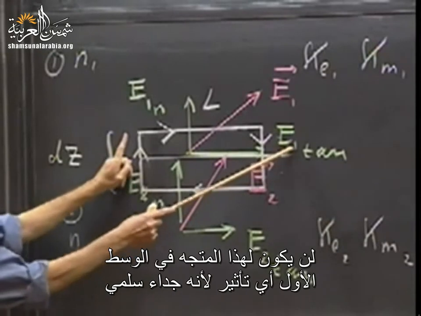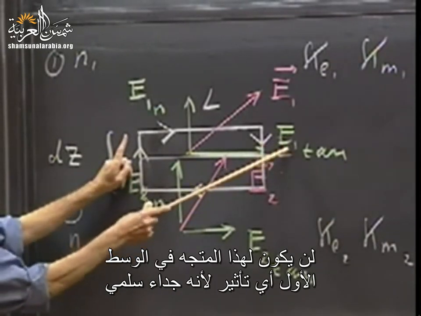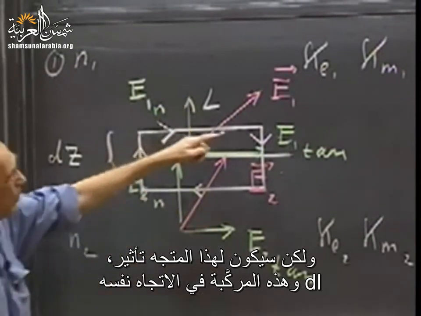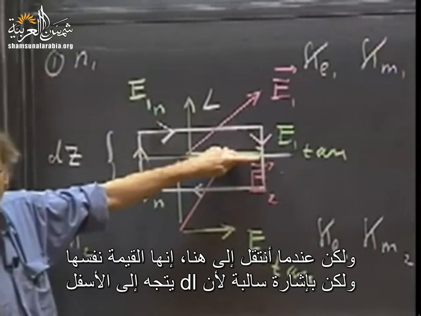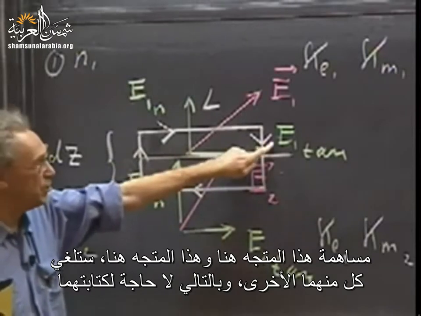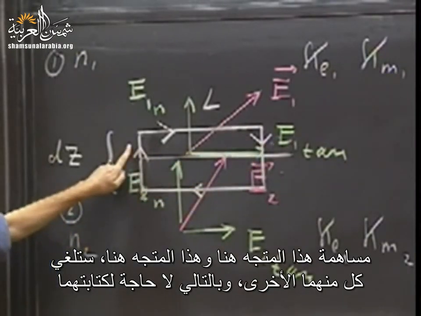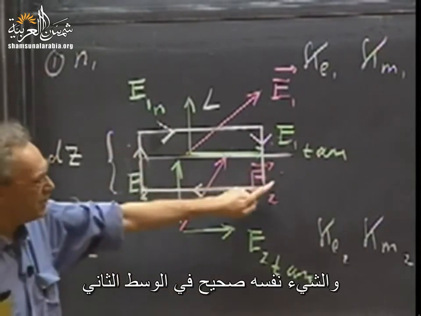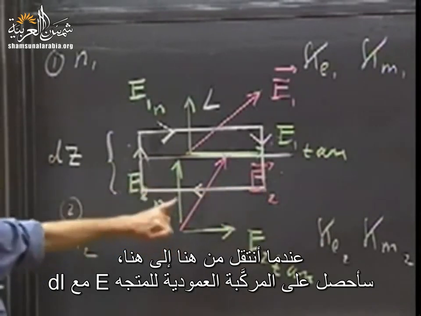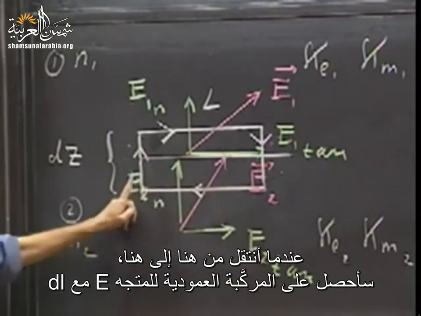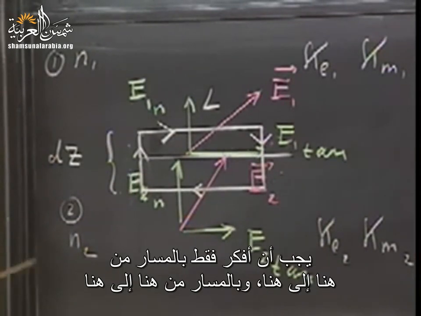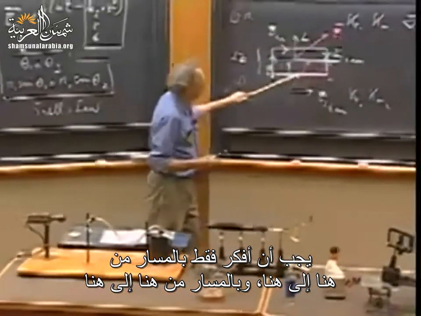So this one here in medium 1 has no effect because it's a dot product. But this one has an effect. dl and this component are in the same direction. But when I go down here, it's exactly the same value with a minus sign because dl is in the down direction. So this contribution here and here will exactly kill each other. So there's no need writing them down. And the same is true for medium 2. When I go from here to here, I get one component of the normal E vector with the dl, and here I get another one, and the two will cancel out each other because it's a dot product. So all I have to worry about is the path from here to here and from here to here.